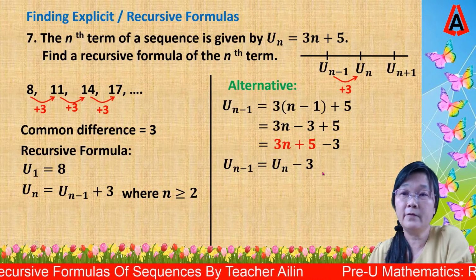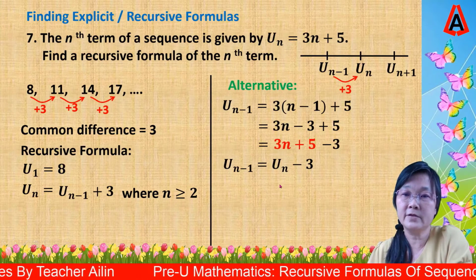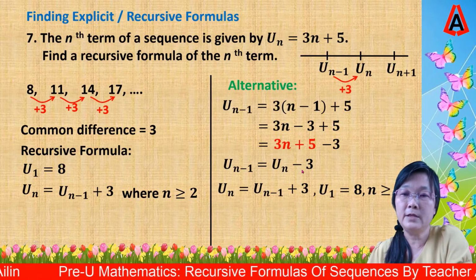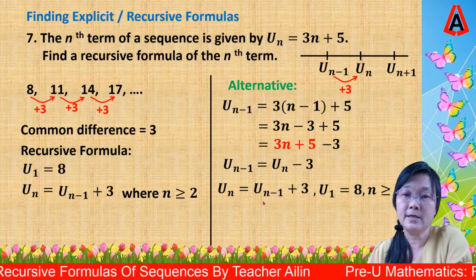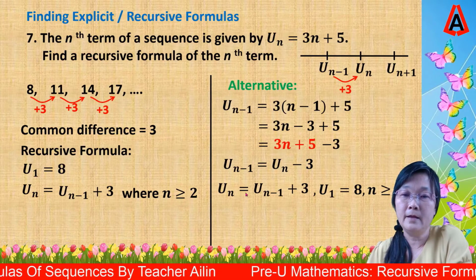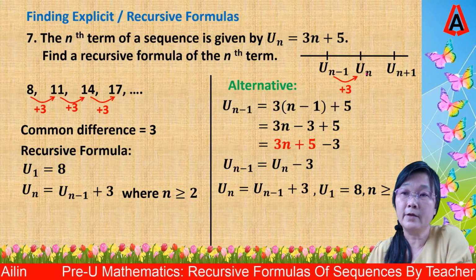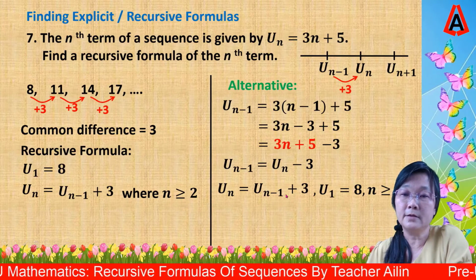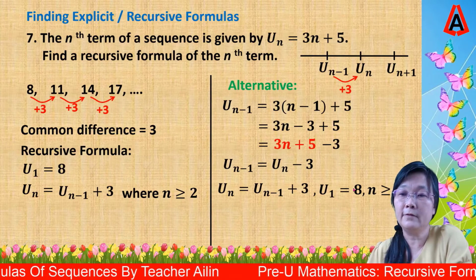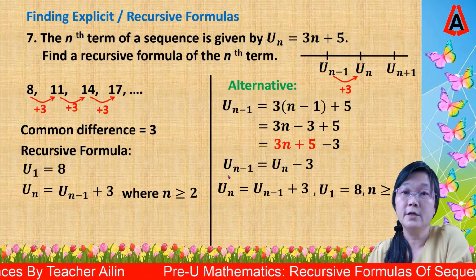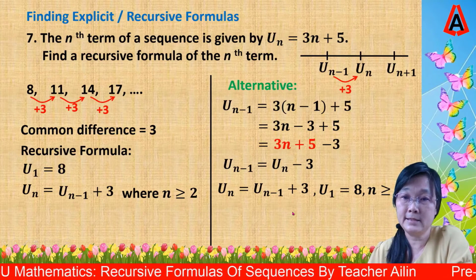For a recursive formula, the term on the right should depend on the term on the left. So we need to shift the 3 to the left hand side, so that un equals un minus 1 plus 3. This means the term on the right hand side, un, depends on the term on the left hand side, un minus 1. Then finally we write down the first term and that n starts from 2. So this is the recursive formula for the sequence.